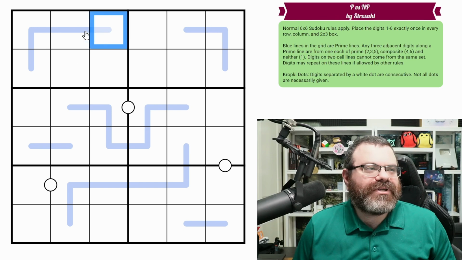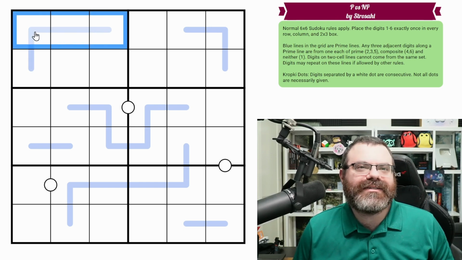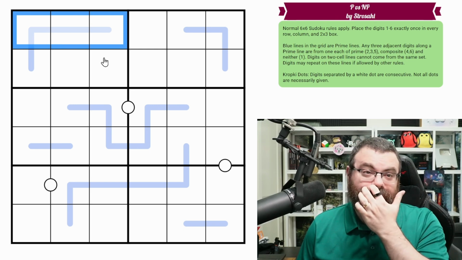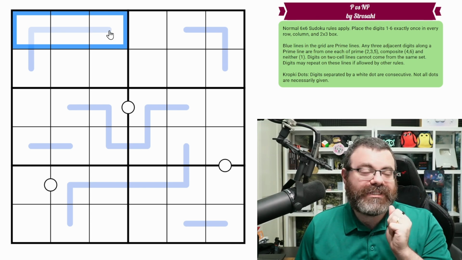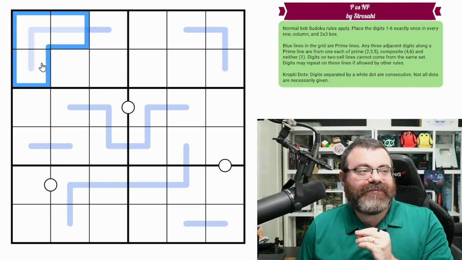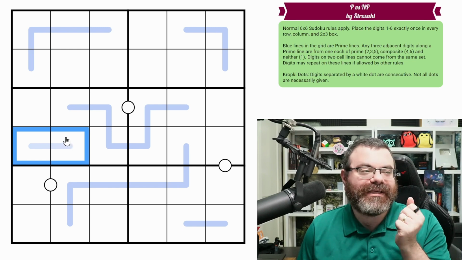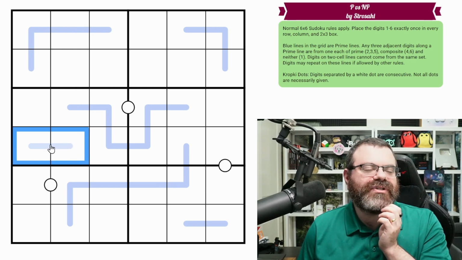All right. In addition to that, we do have these blue lines in the grid. Any three adjacent digits on the line have to have one of each group. So these three digits have to have one digit from each group. But also these three digits have to have one digit from each group. Now, if the line is too long, that just means they are from different groups. They obviously can't represent all three. But a 2-length line has 2 different groups.